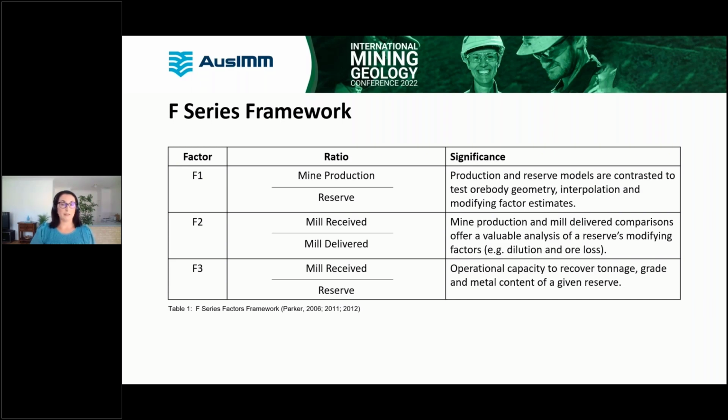Harry Parker's F-series ratios are often used in some form by mine operators, although they're rarely shared externally as formal definitions have yet to be accepted. We've seen some great examples throughout my career where I do see those F factors being reported, albeit internally.